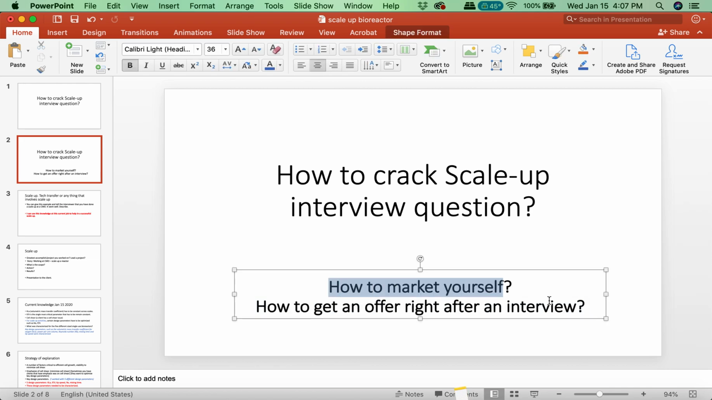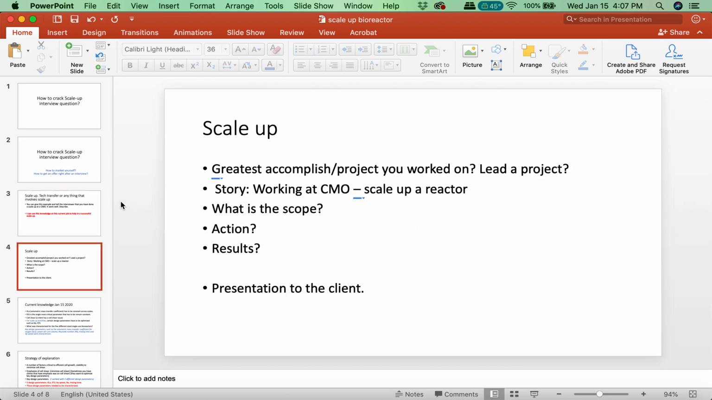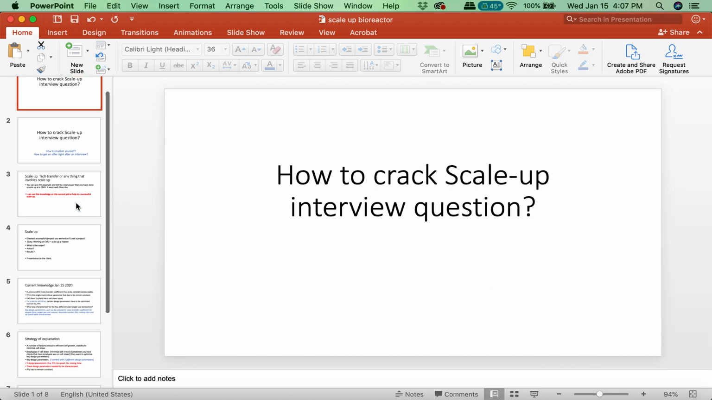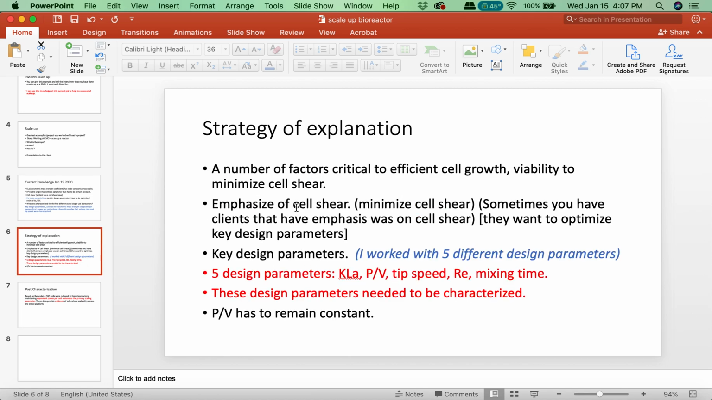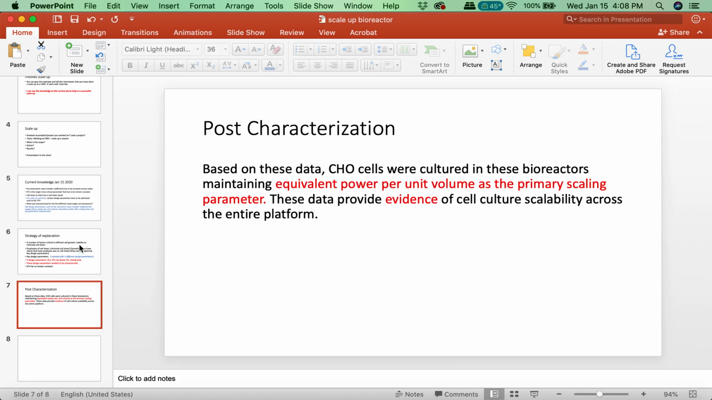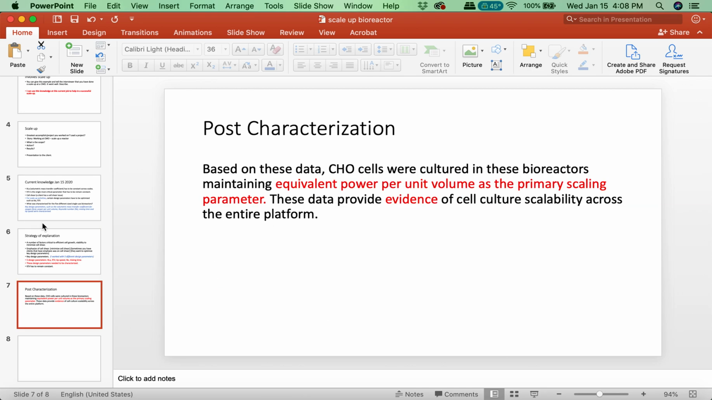Obviously, I just had an interview, and if you go for an interview with a CMO, they drill you hard. So you have to make sure that you're ready. You have all the information ready, and you know these terminologies: emphasis on cell shear, and then needed to be characterized. P over V has to remain constant. Post characterization. Anyhow, emphasis was placed.